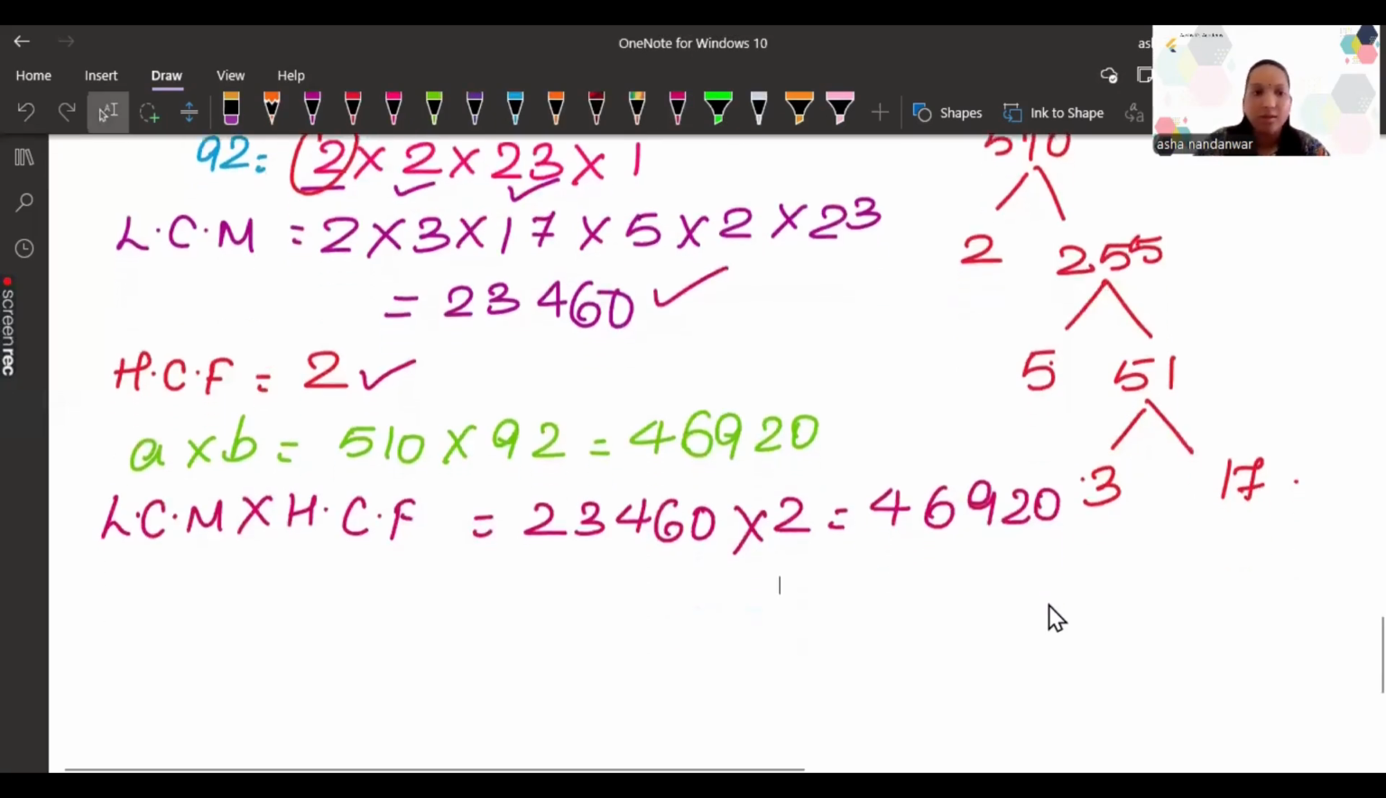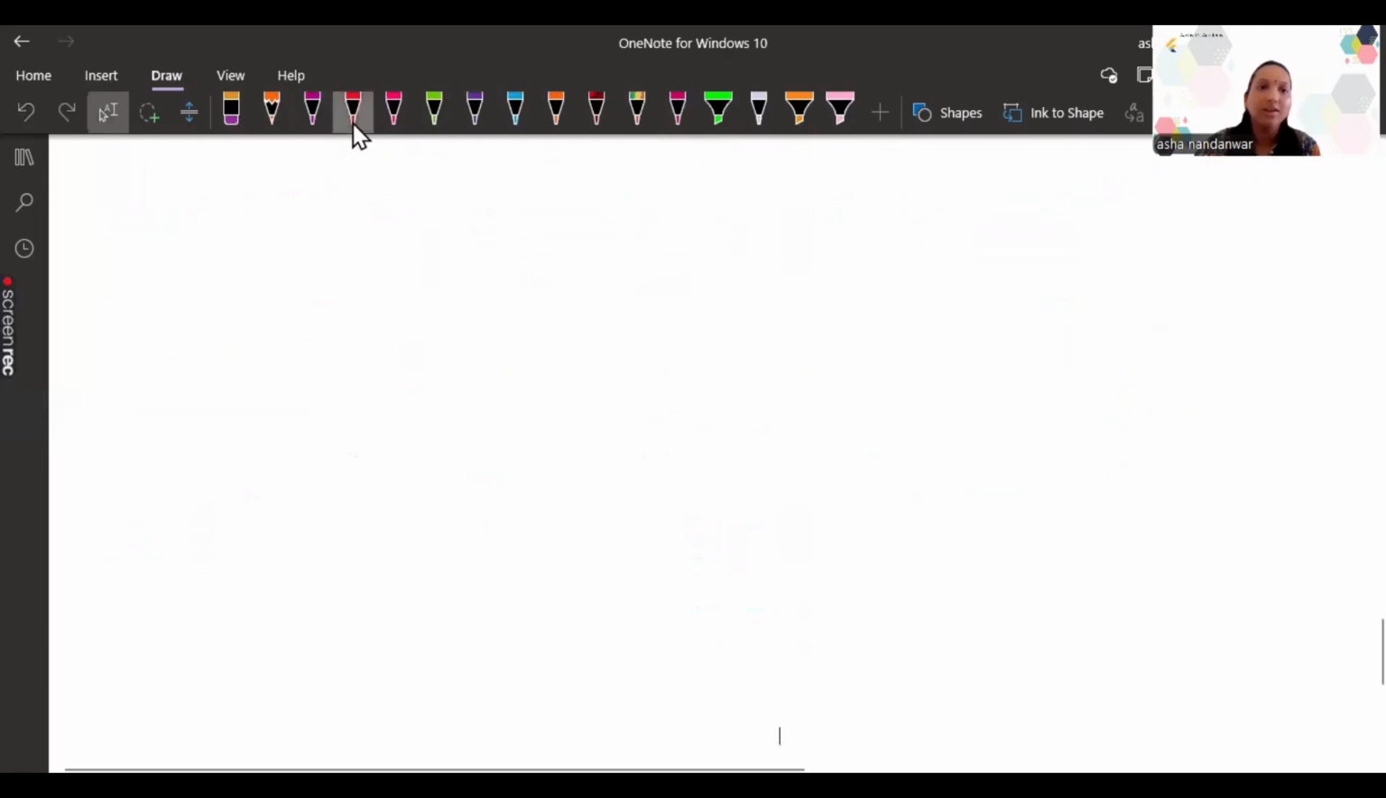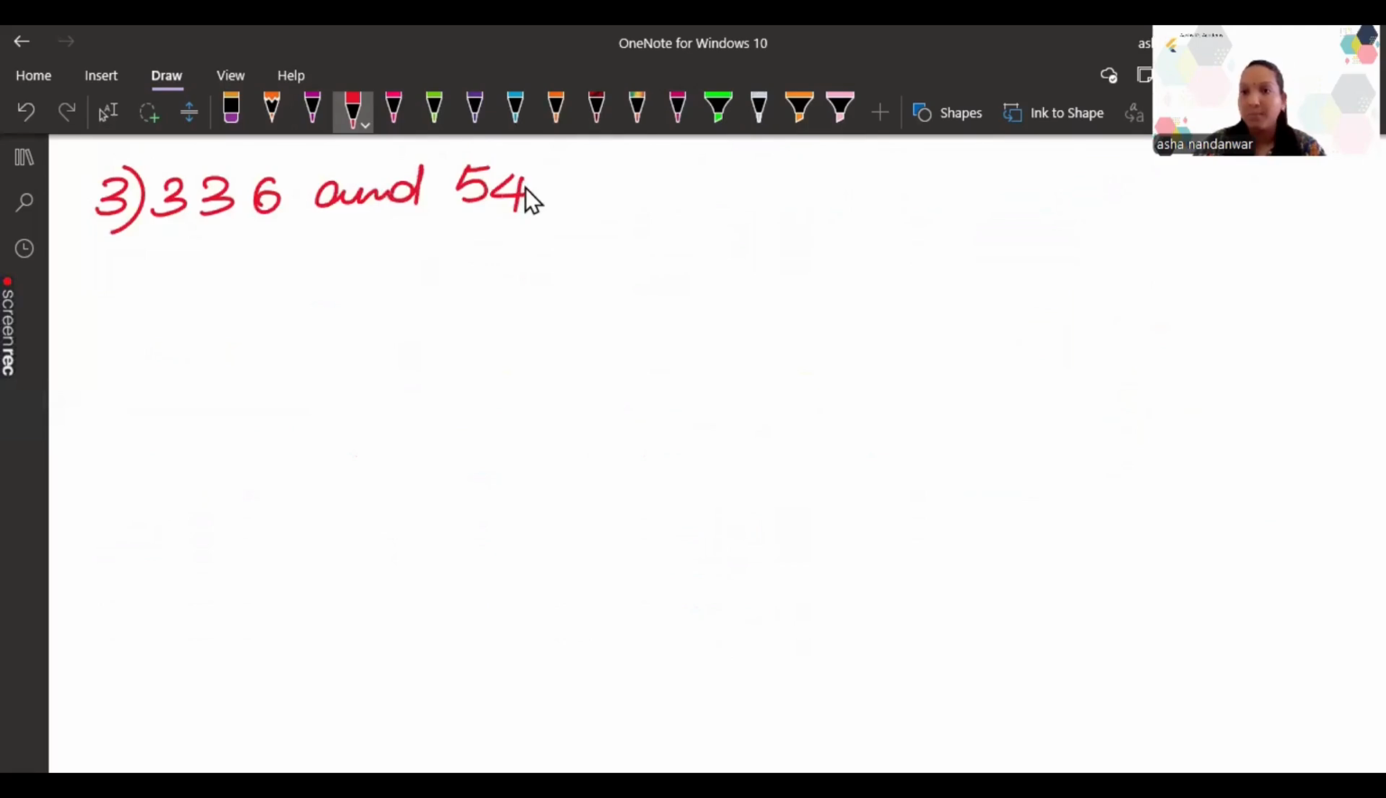Let us move on to the third question. Here is the third question coming on the screen, which is 336 and 54. This is exercise number 1.1 of your textbook itself. So the very first step, as you all are clear, is expressing 336 and 54 as a product of their prime factors.